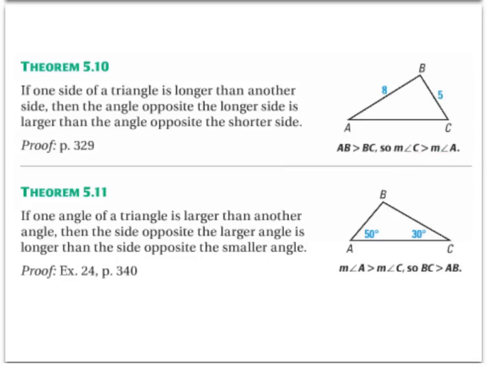Similarly, if you're working in the opposite direction, if you start with angles, the greater angle correlates to the longer side, and the smaller angle correlates to the smaller side. So, if the measure of angle A, which here is 50 degrees, is greater than the measure of angle C, which is 30 degrees, then the opposite side, BC, must be greater than AB.